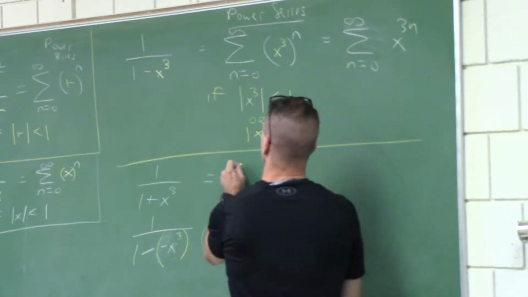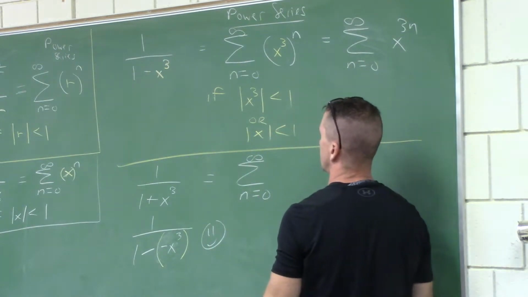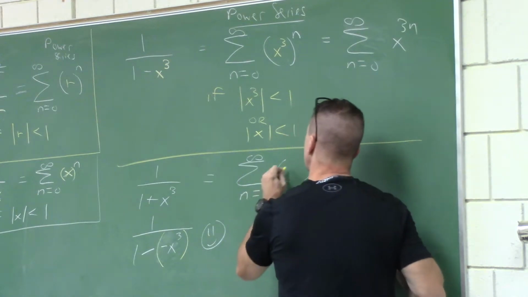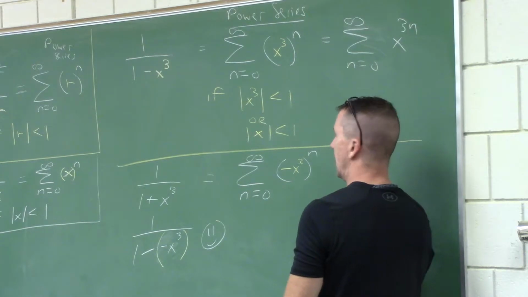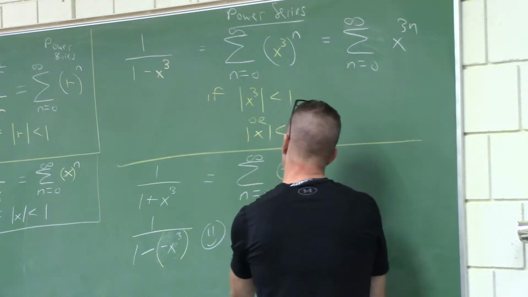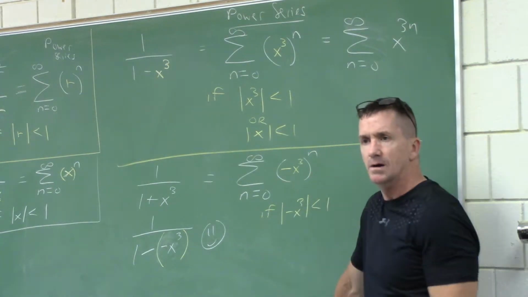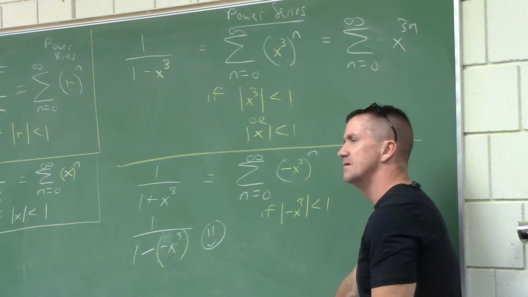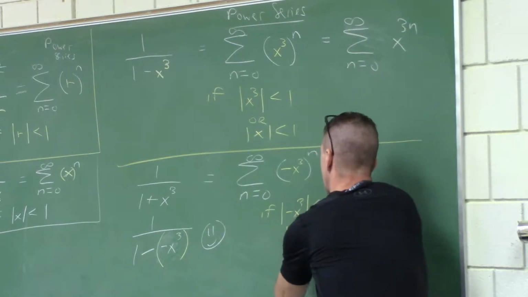You ready to roll with it? What do you get? It's going to look something like this up here, but slightly different. Now let's go into the n. Negative x cubed. Ta-da! And when does this converge? If the absolute value of negative x cubed is less than 1. But can you simplify that? What's the absolute value of a negative 1? 1. So I can think of that as that, which becomes that.